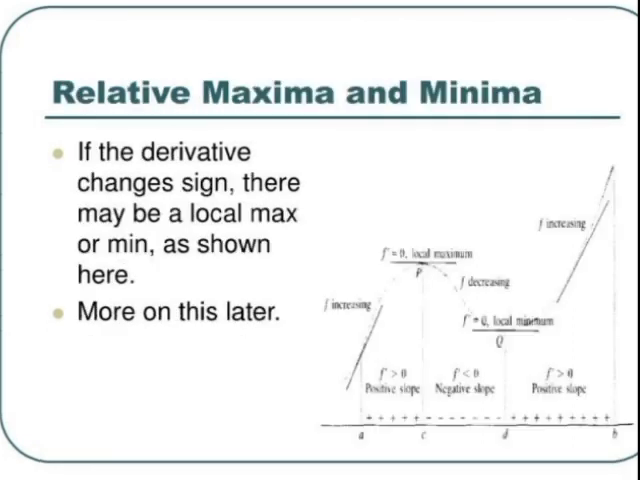Relative maxima and minima. If the derivative changes sign, there may be a local maximum or minimum, as shown here. More on this later. So this is the given example.